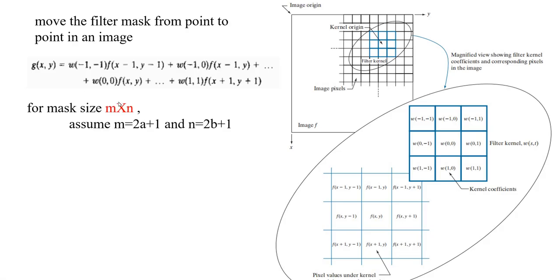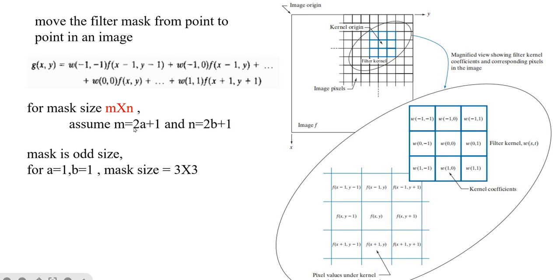So for a mask of size m cross n, we'll assume that m is equal to 2a plus 1 and n is equal to 2b plus 1, where a and b are non-negative integers. This indicates that the mask is of odd size.